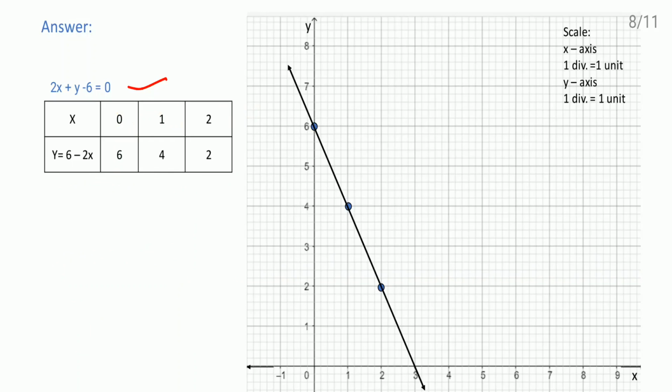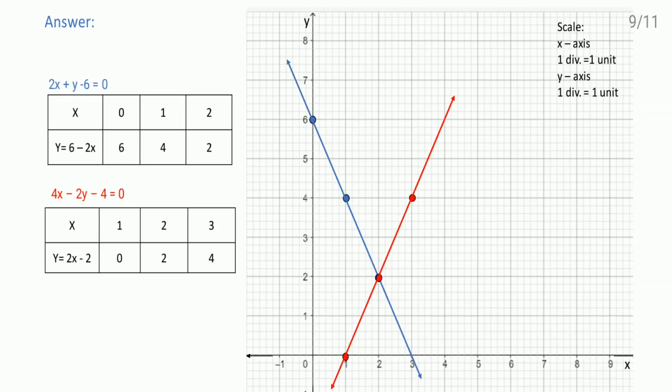And here 0, 6, this one is the point. 1, 4, 1 on the x-axis, 4 on the y-axis. This is the second point. And 2, 2, this is the third point. And then we have drawn the graph. Correct? Now let us see the graph for the second line also.